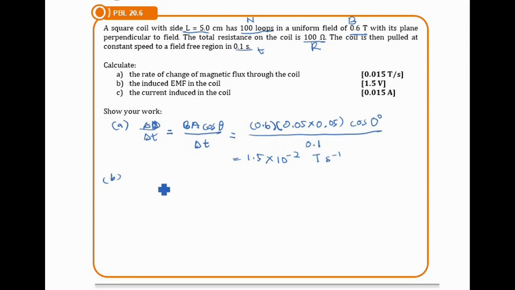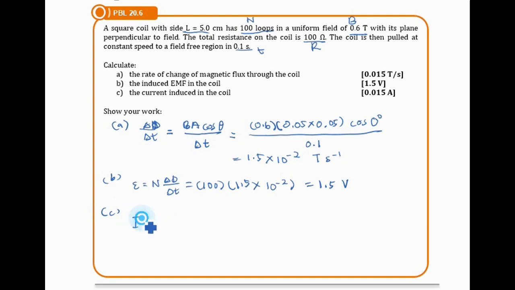So B, the induced EMF in the coil. Okay, so kita tahu EMF sama dengan N delta phi over delta T. So phi over T ni kita dah kira dah tadi. So kita just ambil ni darab dengan N. So N 100 times 1.5 times 10 negative 2. So kita dapat 1.5 volt.